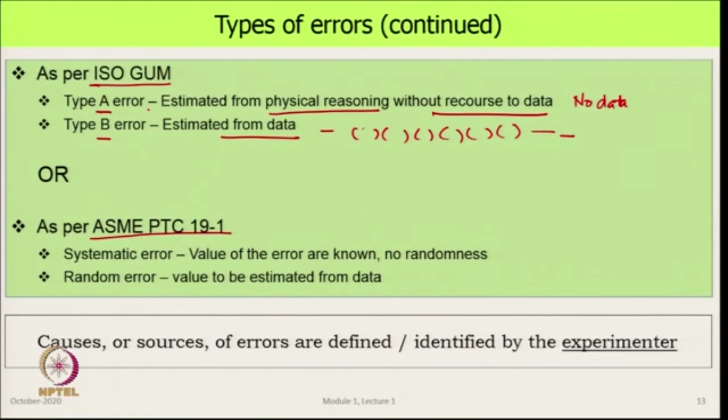ASME PTC 19.1 defines errors in a slightly different way. The terminology used is that there is something called a systematic error and something called a random error. A systematic error is one where the value of the error is known, there is no randomness, and it has been estimated from information that is already available with us, not necessarily data.